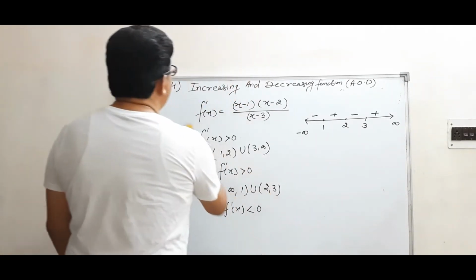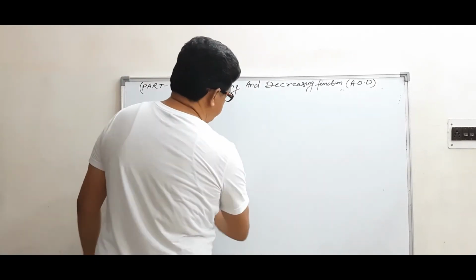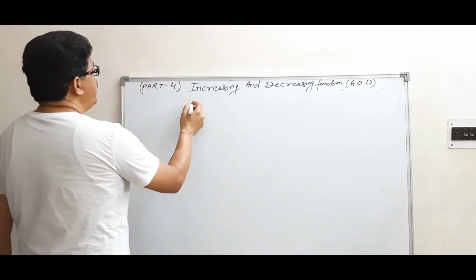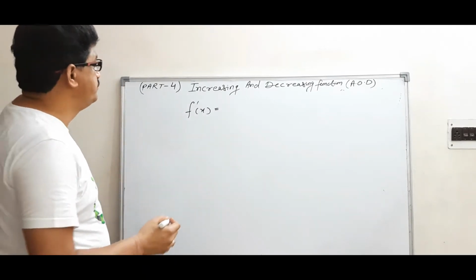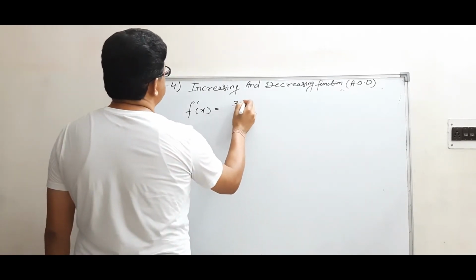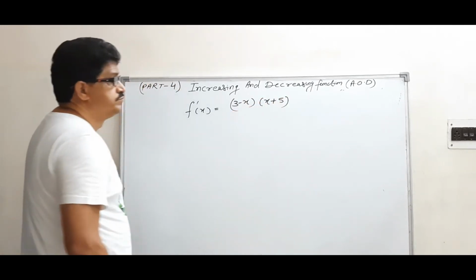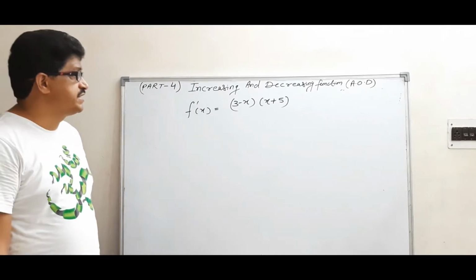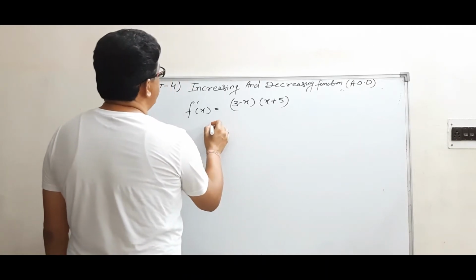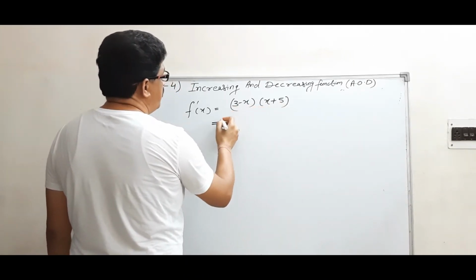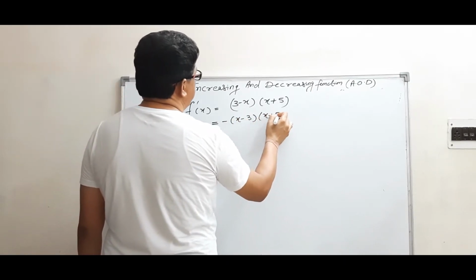See one more example. If f'(x) is equal to (3 minus x) into (x plus 5), f'(x) is this one. Then first of all we write it in standard form. In standard form, x must come first: (x minus 3) and (x plus 5).